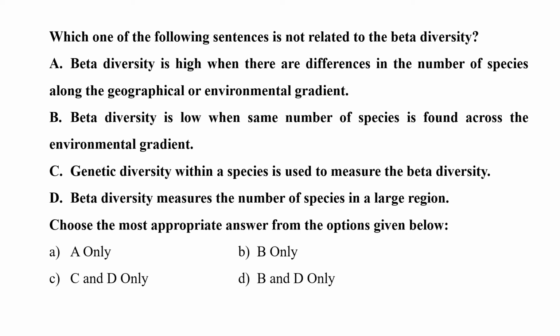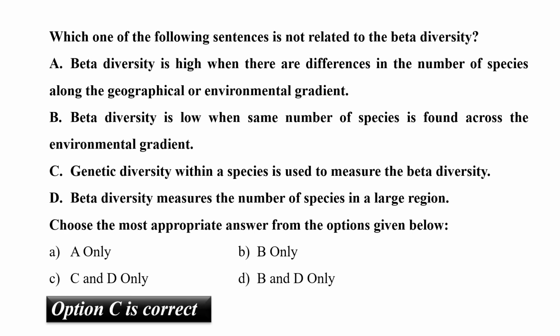Both options B and A talk about the features of beta diversity that I just described. But statements C and D, the genetic diversity within a species is used to measure beta diversity, and beta diversity measures the number of species in a large region, are not correct for beta diversity. So options C and D only is the correct answer.